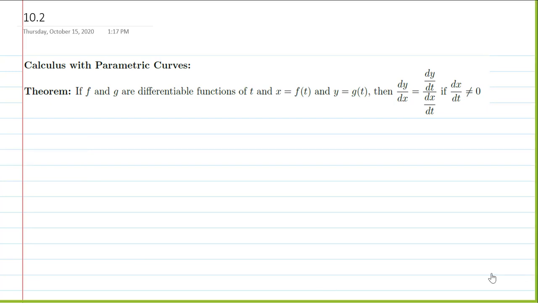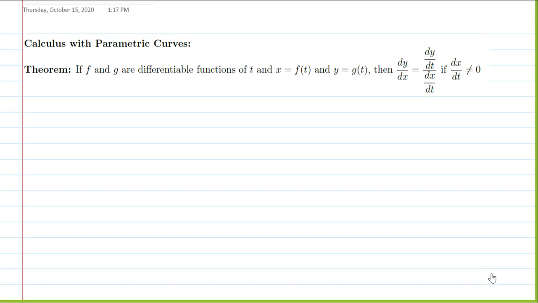Alright, so calculus with parametric curves. Let's start off with the theorem. It says if f and g are differentiable functions of t, and x is equal to f of t and y is equal to g of t, then dy/dx is equal to dy/dt divided by dx/dt, as long as dx/dt is not equal to 0.